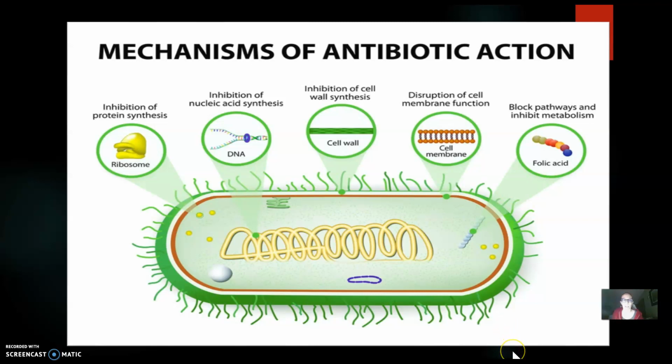There's a picture I found that showed the mechanisms of antibiotic action. The first step is inhibition of protein synthesis. It shows the ribosomes within the cell. Then inhibition of nucleic acid synthesis, inhibition of cell wall synthesis, disruption of cell membrane function, and then blocking pathways and inhibiting metabolism.